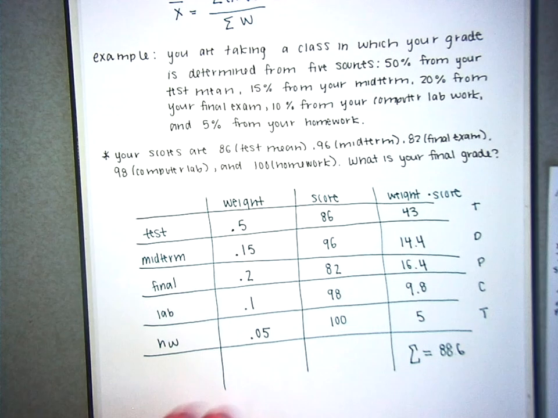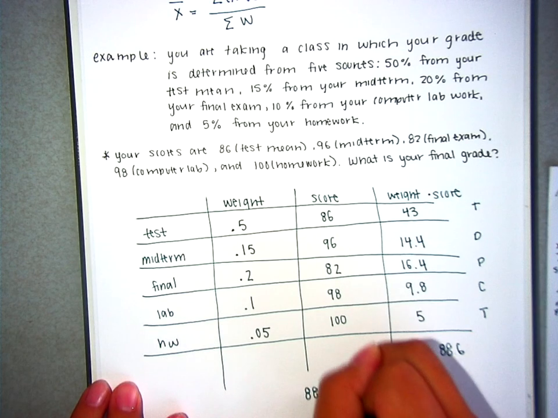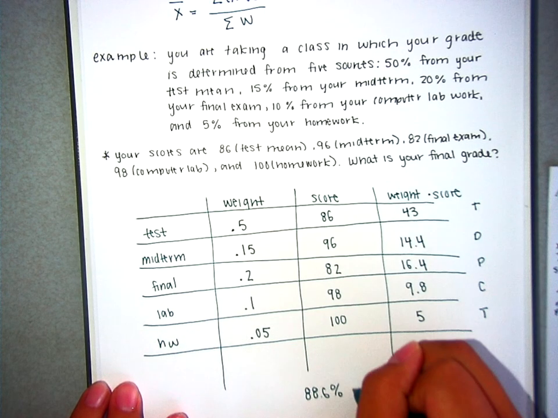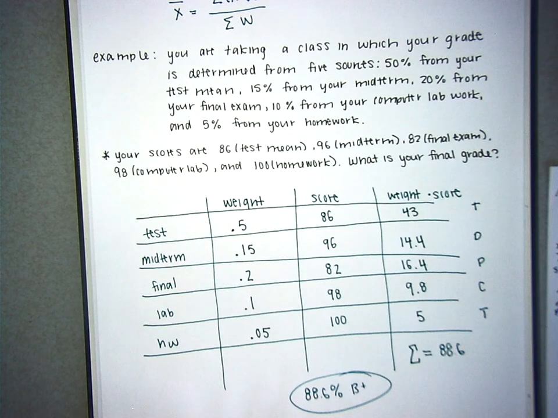So what was the final grade? The student got 88.6%. Should that be a B plus? B plus. Yeah. Okay, now going back and looking at this, look up. They got an 86% on their test, right? 96 on their midterm, 82 on their final exam, 98 on their computer lab, and 100% on their homework. But remember, the homework is only 5% of your grade, right? So that should be counted for less.